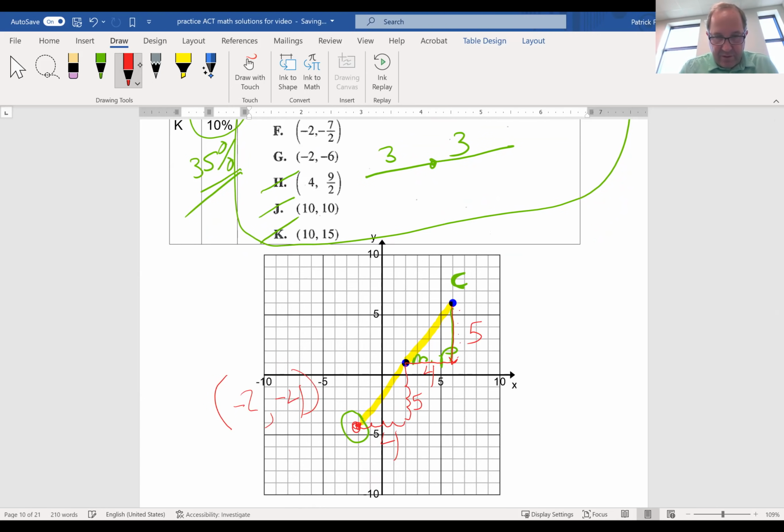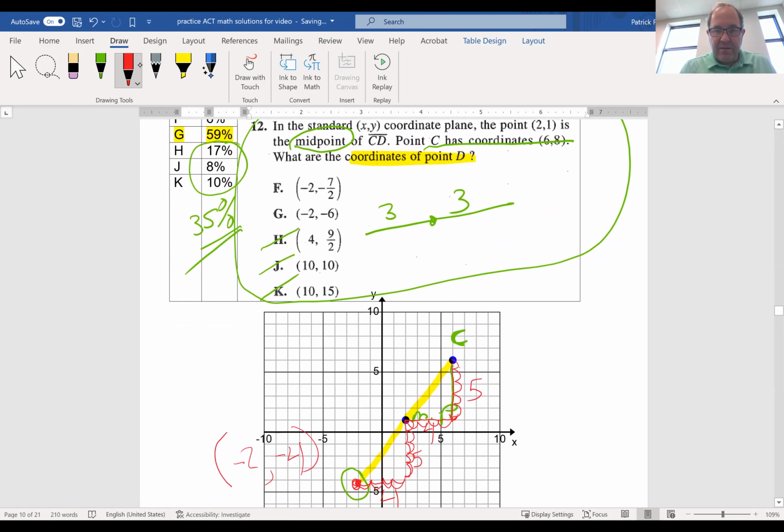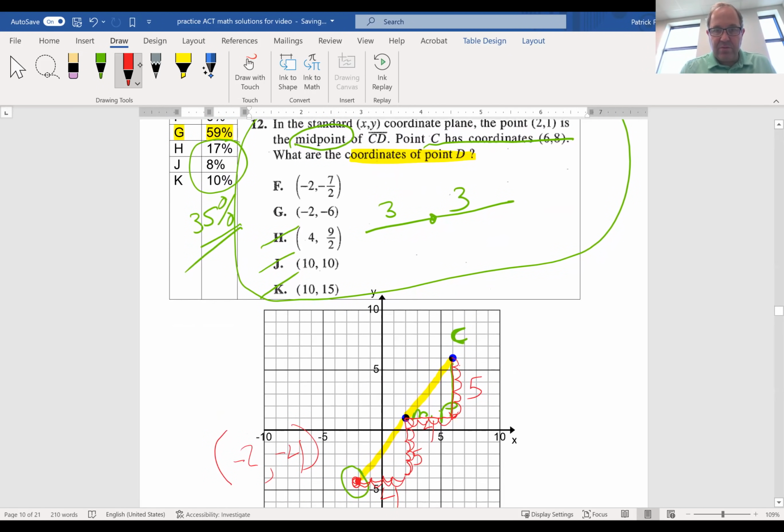I mean, negative, hold on a second here. What did I mess up? 1, 2, 3, 4, 5. 1, 2, 3, 4, 5. 1, 2, 3, 4. 1, 2, 3, 4. -2, -4. Why am I? Ooh. Oh, no, that's right.